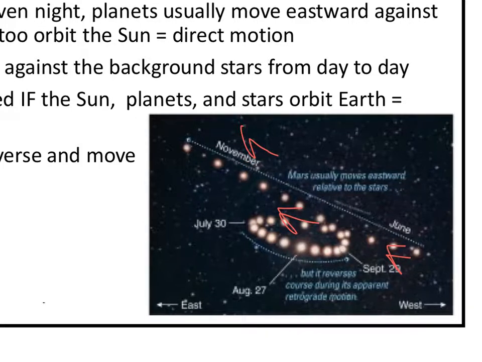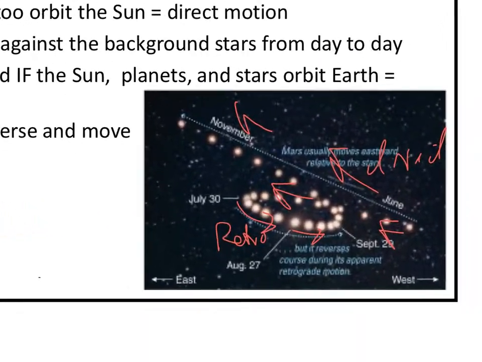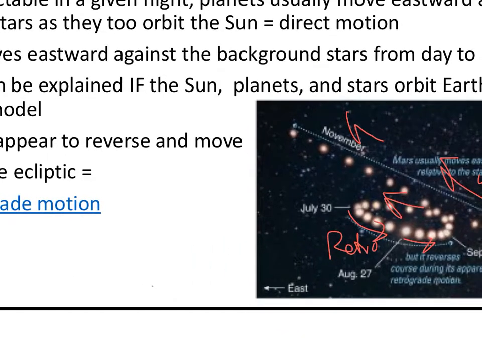And as you see, Mars is going slower than the Earth. As the Earth overtakes Mars, Mars will appear to go backwards. So this is retro, and this is direct. And the reason, like I said, that we see that has to do with the Earth overtaking the slower moving planet, in this case Mars.